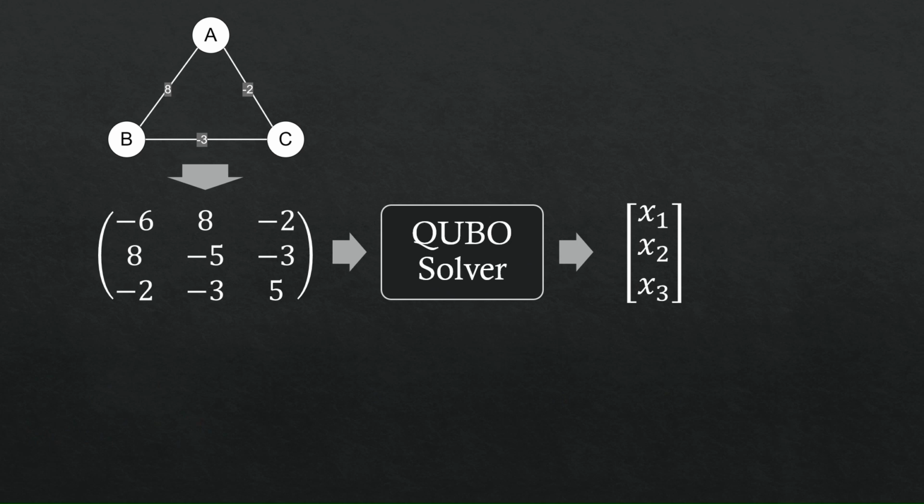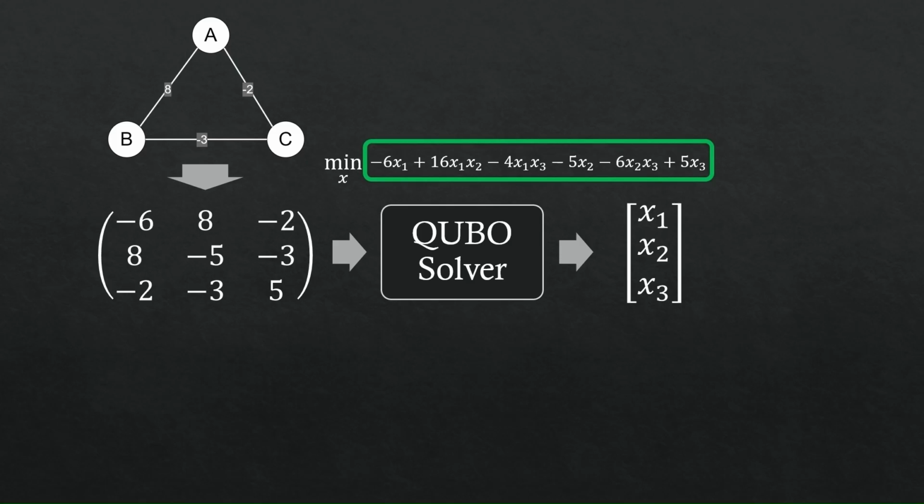Coming back here, we can replace this matrix form with the expanded and simplified expression, and the task of the QUBO solver is to find the optimal assignment of zeros and ones to x1, x2 and x3 that gives the least value for this expression.